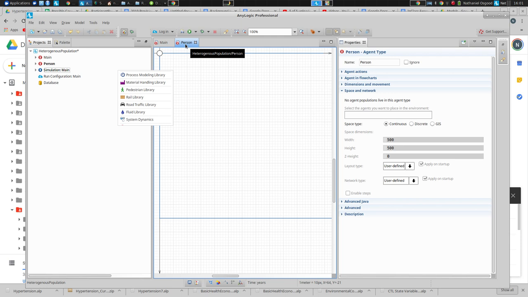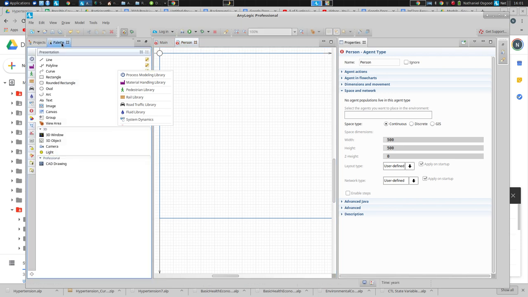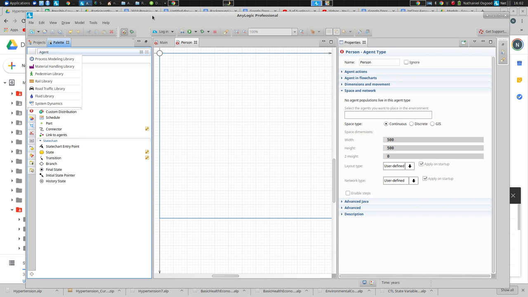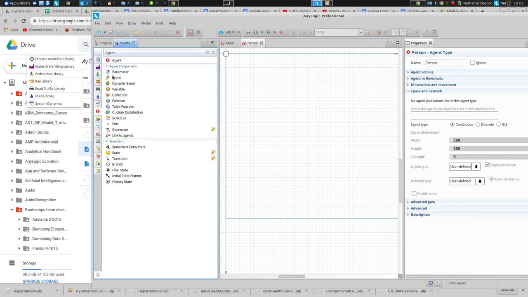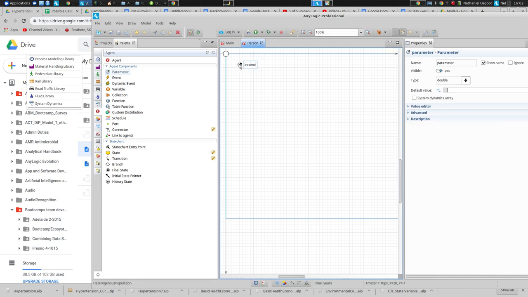What we're going to do is we will go to the palette, and instead of this presentation area, we will go to this agent area, okay? And I'm going to drag in the person. How would I associate each person with a fixed income? What would I give them? Would I give it a state? I would give it a parameter. It's an assumption about them, okay? So I'm going to drag in from this area a parameter, and I'm going to call it income, okay?